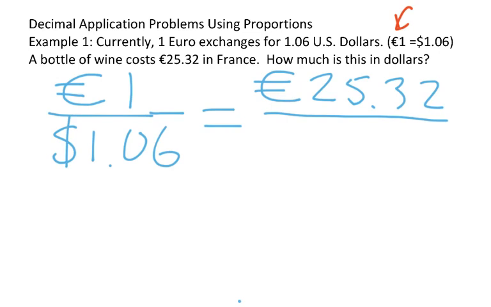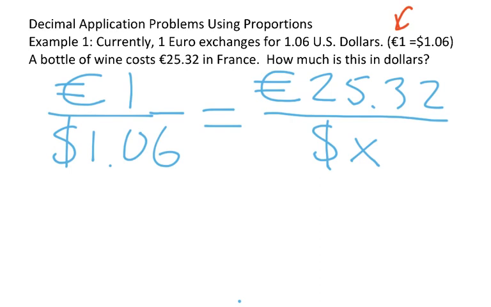Now, we know the bottle of wine costs 25.32 euros. We don't know how much that is in dollars, so let's just say X dollars. The ratio of €1 to 1.06 dollars should be equal to the ratio between 25.32 euros and X dollars. And as you can see, this then creates a proportion. Now, for the purposes of solving the equation, we can ignore all the unit symbols for now and just remember that when we're done, the value of X will represent dollars.